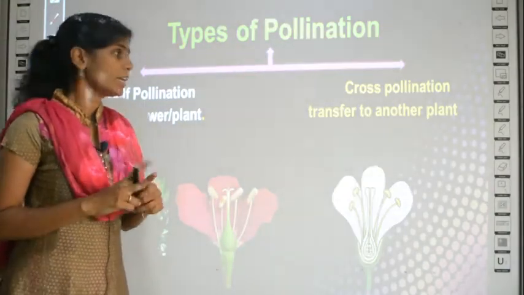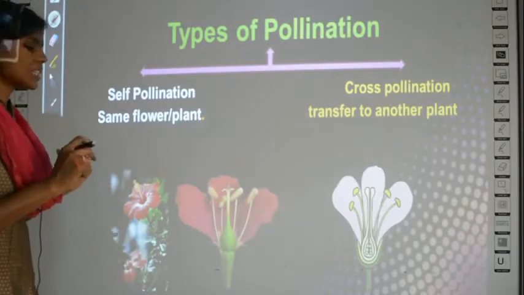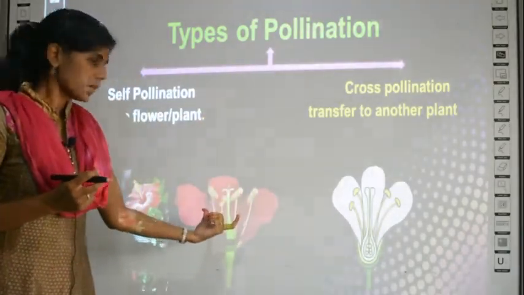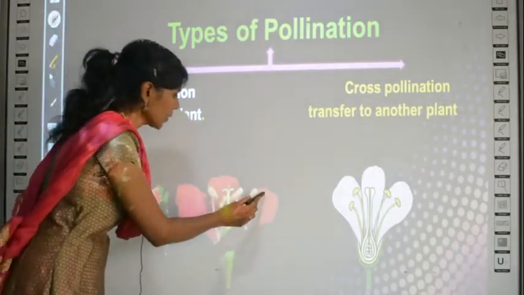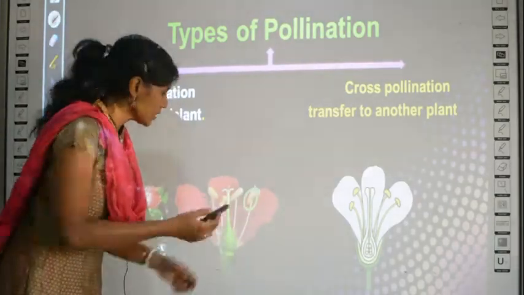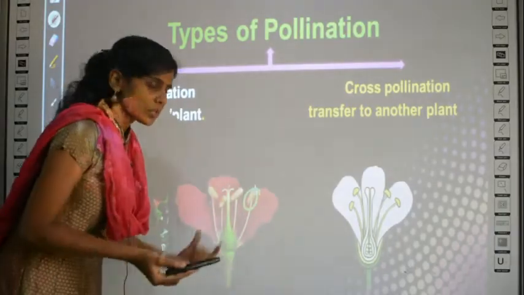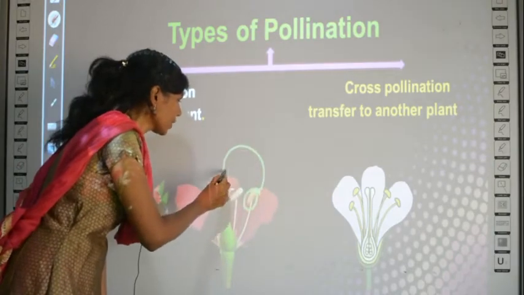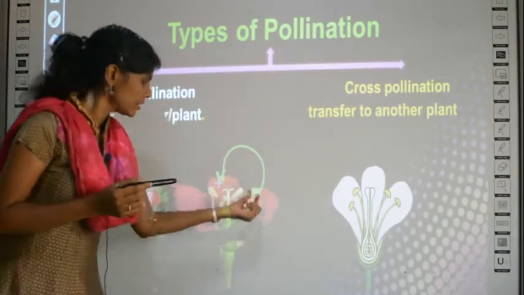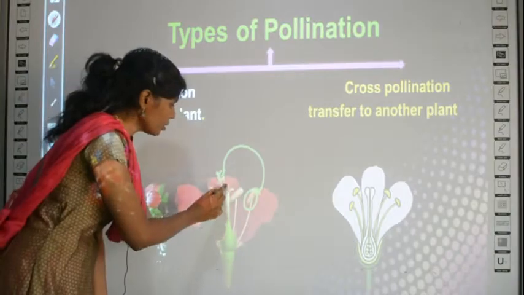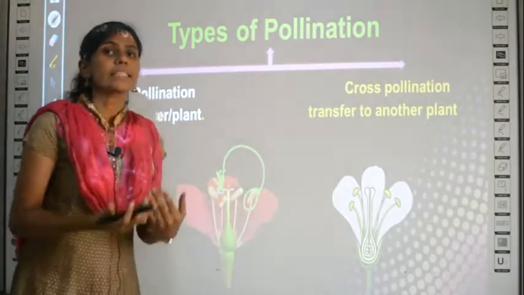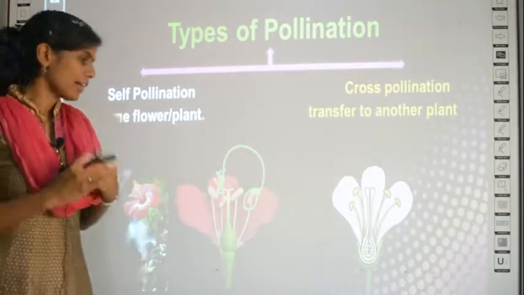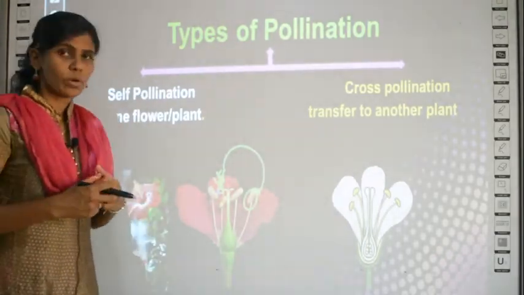As I told you already, pollination is always the transfer of pollen to the stigma. See, in this flower, where is the pollen? This is the pollen here, right? Where is the stigma? This is the stigma. So in this flower, if the pollen is to be transferred from the anther to the stigma here, it is called self-pollination because it is happening within the same flower. Okay, so this is one possibility.